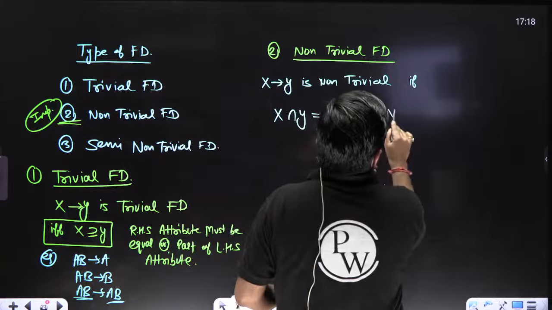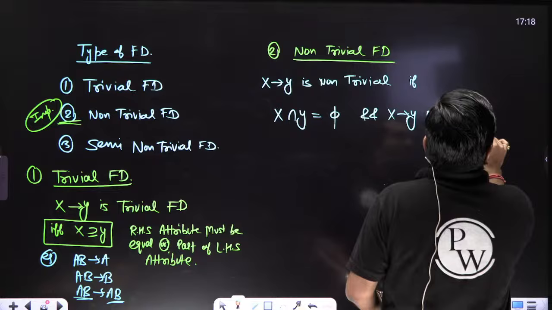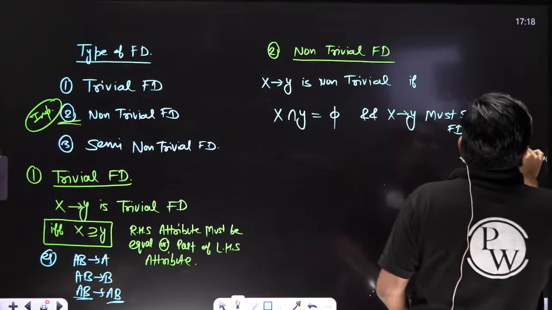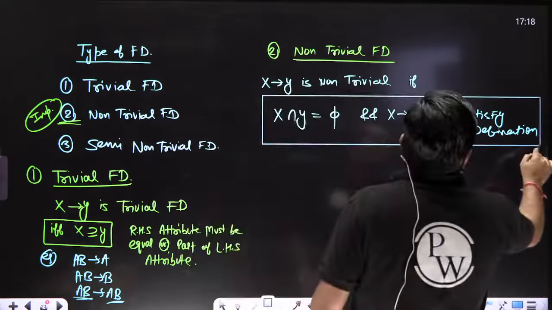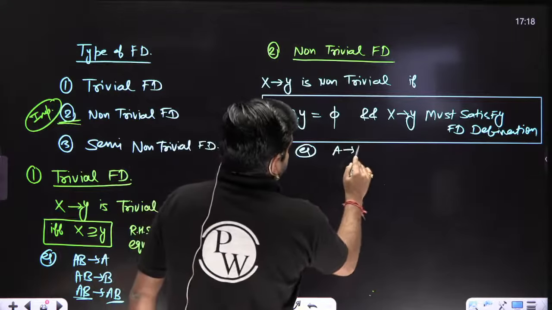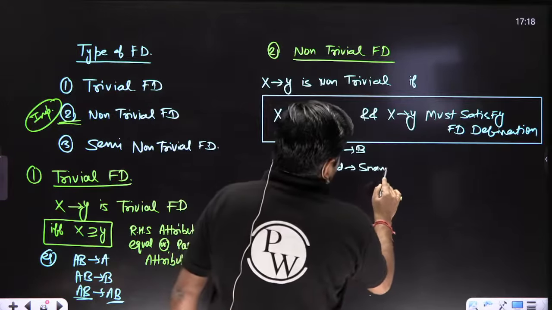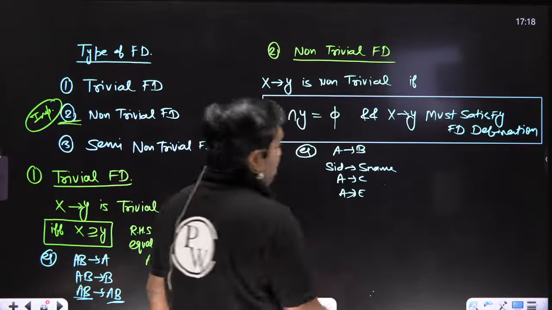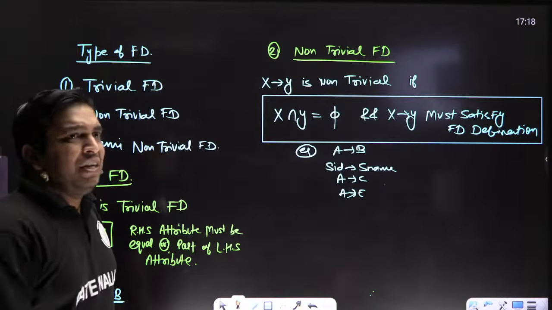And X determines Y must satisfy the FD definition. Okay, beta, this is the meaning of non-trivial FD. For example, A to B, or SID to S name, or A to C, A to E. This is the meaning of non-trivial. Clear, children? Each and everyone crystal clear.